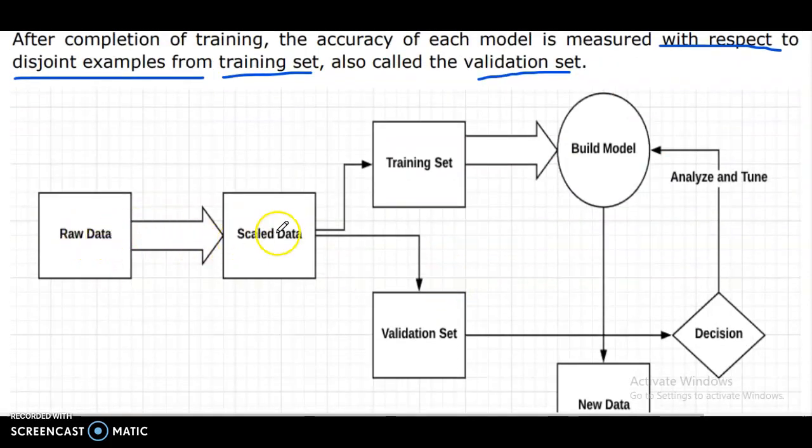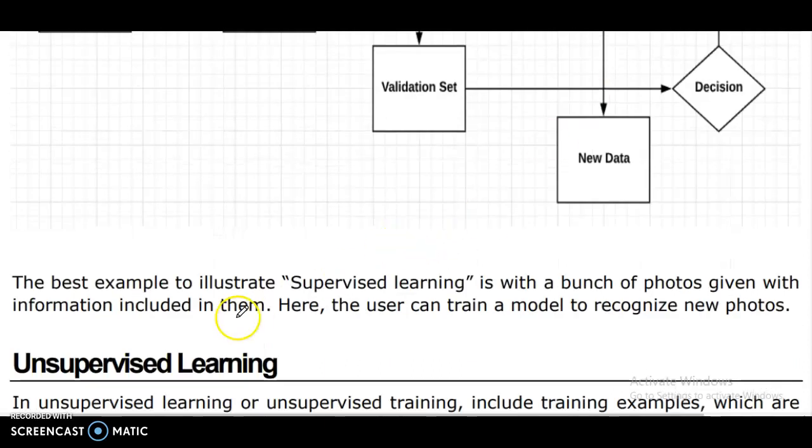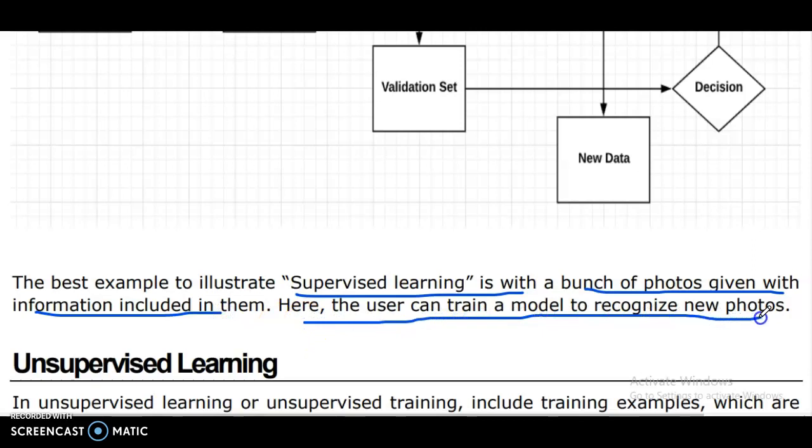Raw data, scaled data, training set, validation set. The training set is used to build the model, then new data from the validation set goes to a decision, and the decision connects to results based on the built model. The best example to illustrate supervised learning is a bunch of photos given with information included. Here, the user can train a model to recognize new photos.